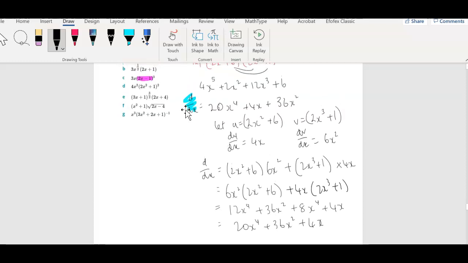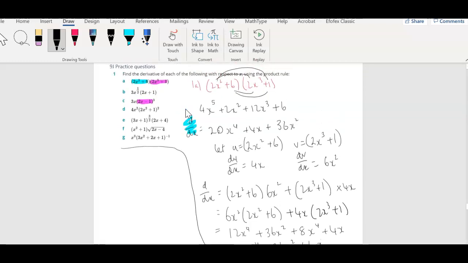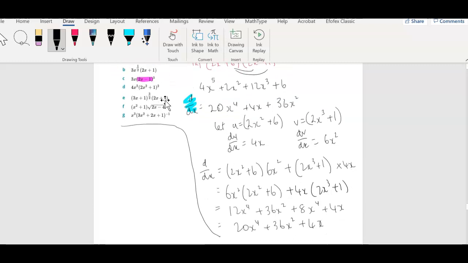All right, let's do something else. So for the rest of them, let me just do a quick check though. So question B, I would probably expand that and not use the product rule. But for everything else, I would use the product rule. Okay, so let's just do C and then we'll do one of the harder ones. So for C, obviously you can expand 3x times 2x minus 1 cubed, but that's going to take you a long time to do. So let's just use the product rule.